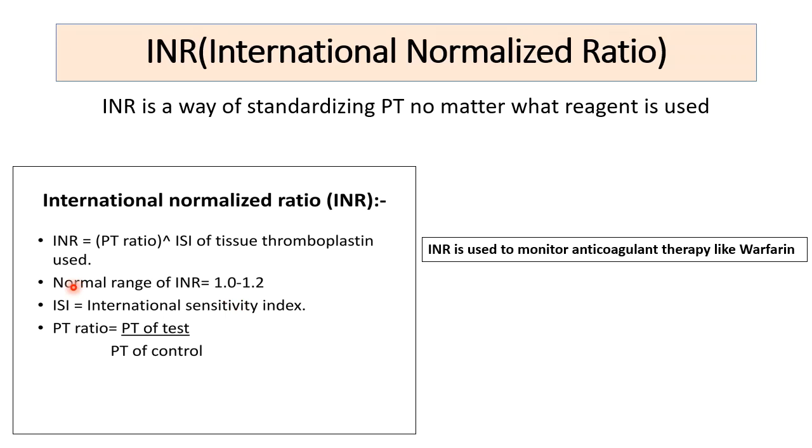What is ISI? ISI is International Sensitivity Index, and it is specific for each lot of thromboplastin reagent, and it's actually given by the manufacturer. So an ISI that is close to 1 is the best thromboplastin. PT ratio is nothing but PT of test divided by the PT of the control. So PT test by control to the power of ISI will actually give you your INR. And this INR is used to monitor anticoagulant therapy like warfarin.